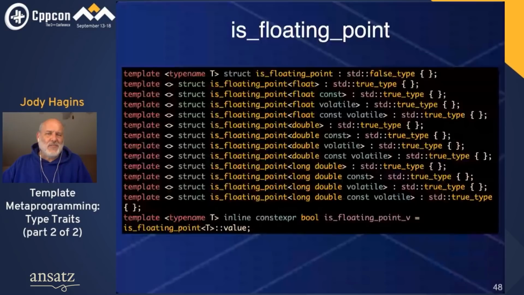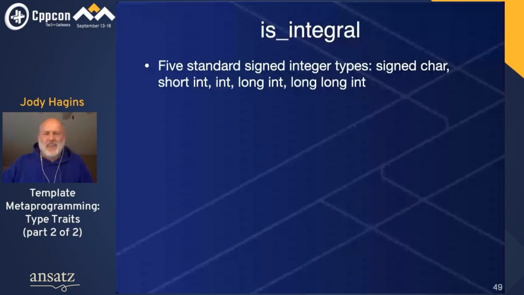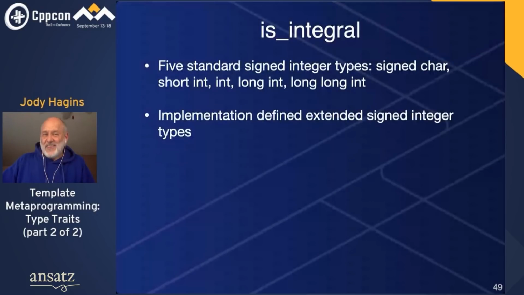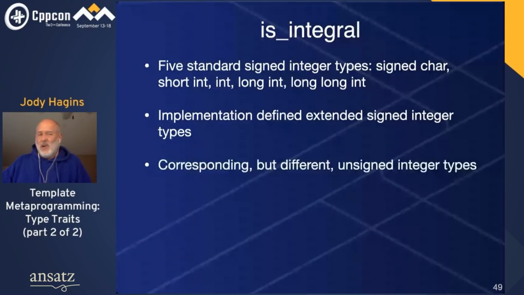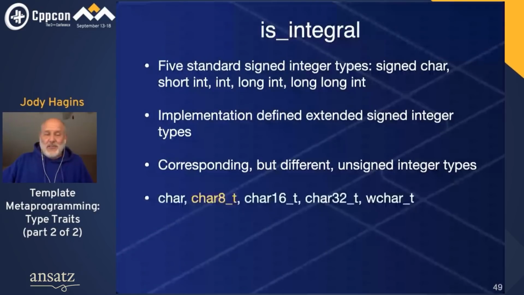Okay, so it's painful. It doesn't look very good. What about isIntegral? There's 5 standard signed integer types: signed char, short, int, long, long long. There's implementation defined extended signed integer types, like GCC and Clang support 64-bit integers on some platforms. And there are corresponding but different unsigned integer types for each one of those. And there's all these char types. There's char and char8_t, which is new in 20, char16_t, char32_t, and wchar_t. And then finally, there's bool.